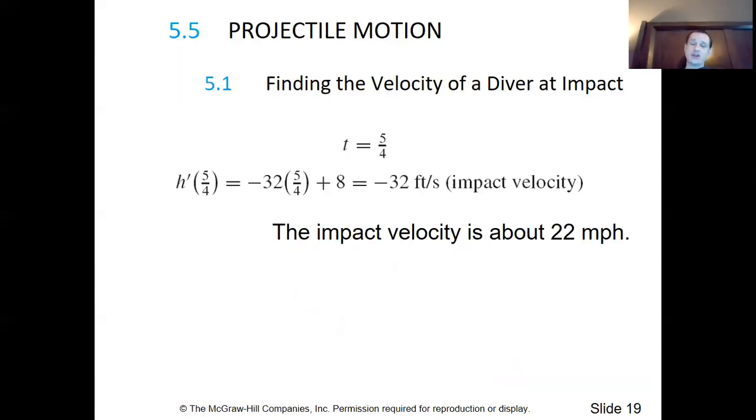So if you go to your h prime equation, which remember h prime is the derivative of position, that's velocity, and you plug in the time of 5/4 because you know that's what time they hit the water, you'll get the velocity when they hit the water, which is negative 32 feet per second. And what does the negative mean? The negative means that this diver is going down, which makes sense. Downs are negatives, ups are positive. That's the whole concept right there. And they convert to miles per hour for no good reason.